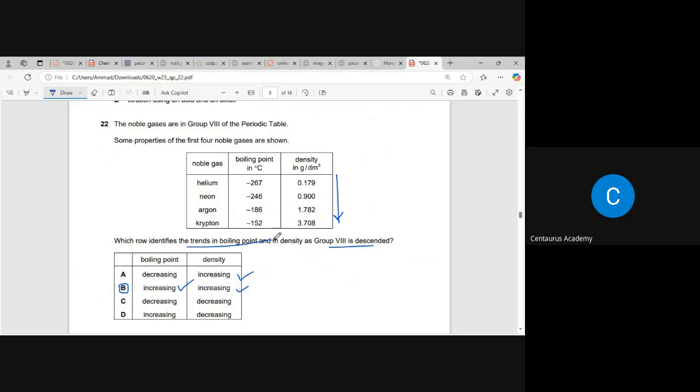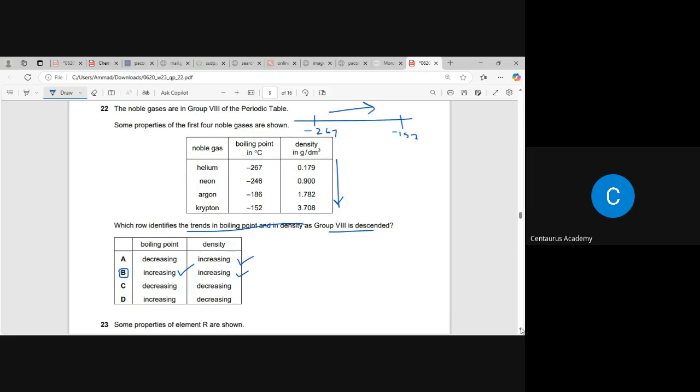You have to look into the trend in the boiling point and the density. From minus 267, you are going to minus 152. This means on this negative scale, you're basically going in an increasing way. The boiling point is actually increasing.